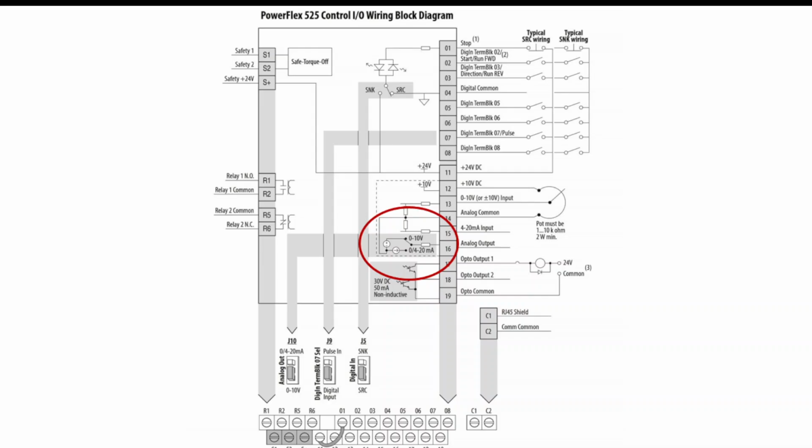So if we look in here, it shows that this PowerFlex 525 VFD is capable of 0 to 10 volt analog signals or 4 to 20 milliamp analog signals. It just depends on which one you happen to be using. And then we see here the 4 to 20 milliamp analog signals here versus the 0 to 10 volt analog signals up there.